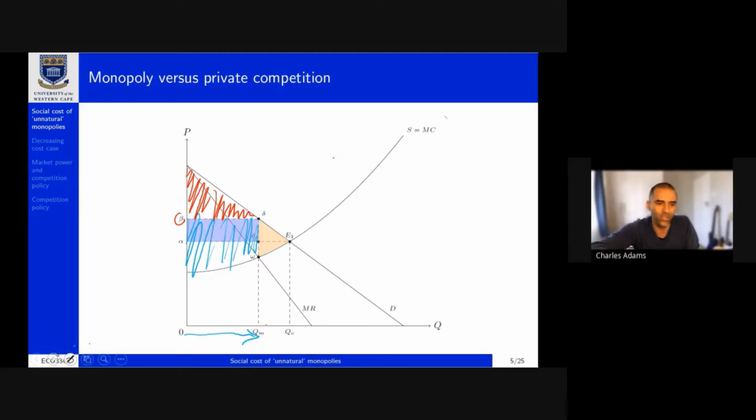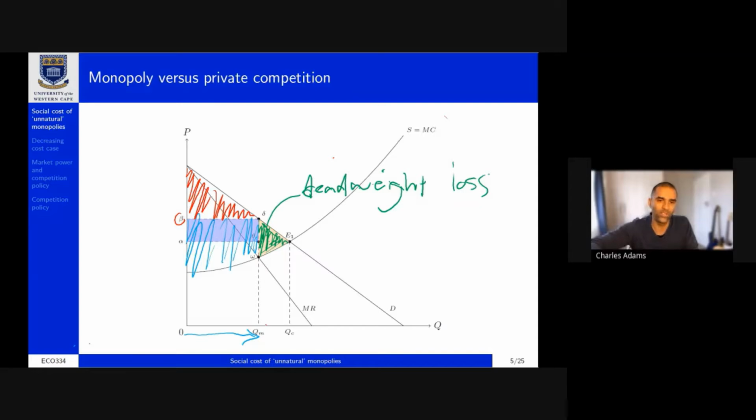But there has been a loss now to society as a whole, given by this area over here, delta E1 omega, right? This green shaded area. This is gone. This surplus no longer exists. It doesn't exist for consumers. It doesn't exist for producers. And that's what we call the deadweight loss to society. And there's been somewhat of a transfer of surplus from households to firms in this case.